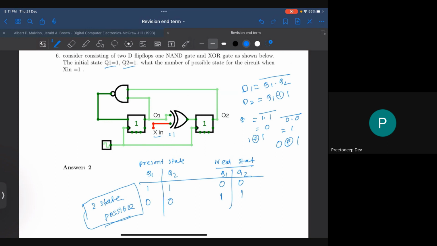Any doubt in that question? No, no doubt. Okay. Homework: when x in equal to 0, you have to find the number of possible states. Just try out. If you are unable to solve, I'll send it. Okay, got it. When x in equal to 0, find the number of possible states.